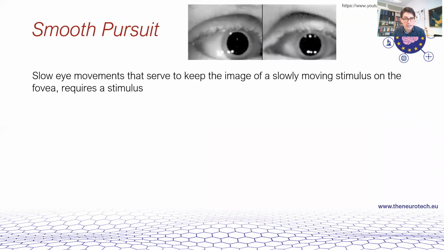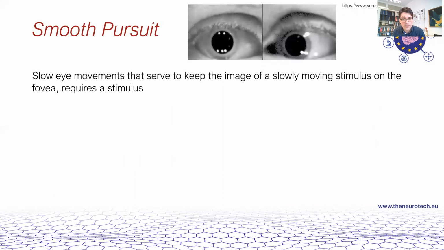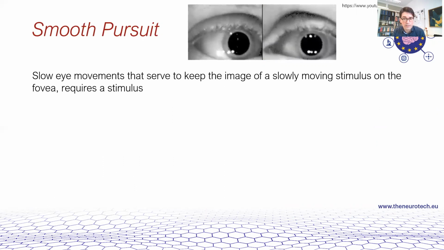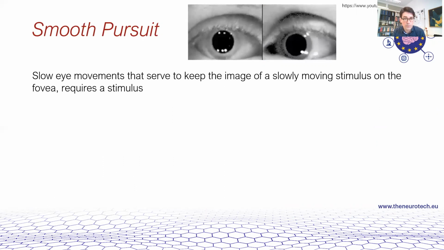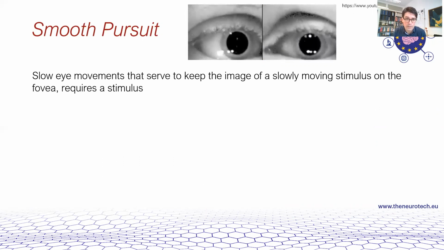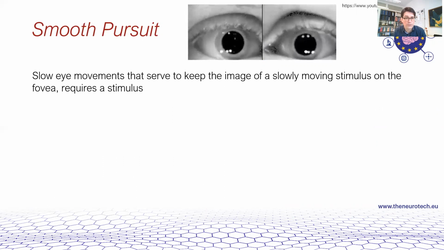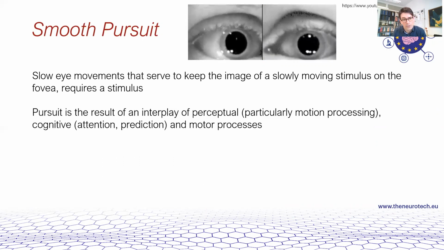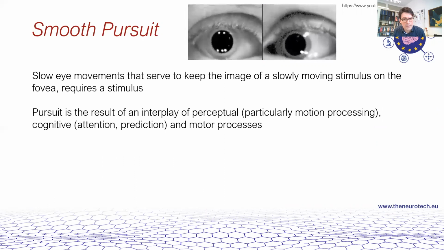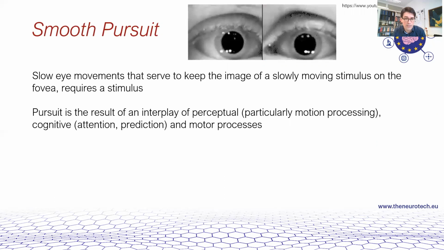Smooth pursuit are slow eye movements that serve to keep the image of a slowly moving stimulus on the fovea. Smooth pursuit eye movements can only be performed in the presence of a slowly moving stimulus. Pursuit really is the result of a complex interplay of perceptual, cognitive, and motor processes. Within the realm of perception, it's particularly emotional processing that plays an important role here. From the cognitive side, it's attentional and predictive processing that play a major role.